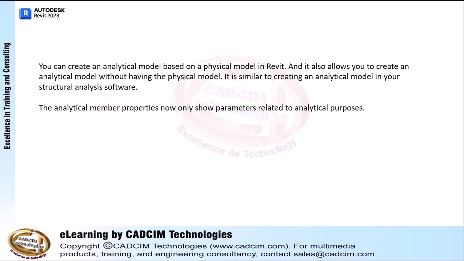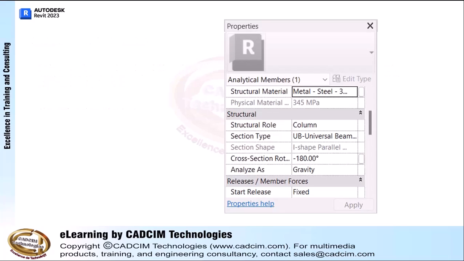The analytical member properties now only show parameters related to analytical purpose. Now you can see how the properties look. These are the properties that are there in the analytical members. Now we'll move to Revit and see how the automation works, how you can create the analytical model, and then also we'll learn a bit about how you can add some member supports and boundary conditions. Now let's go to Revit.